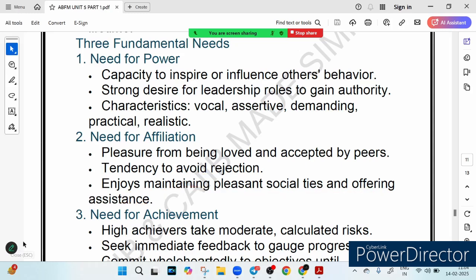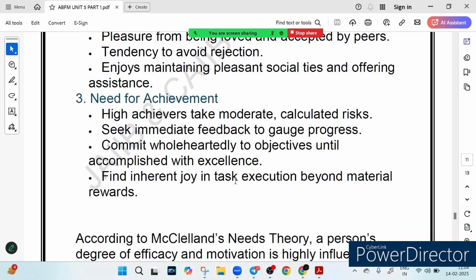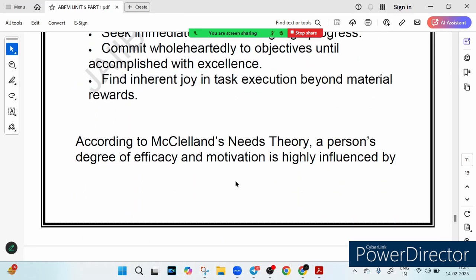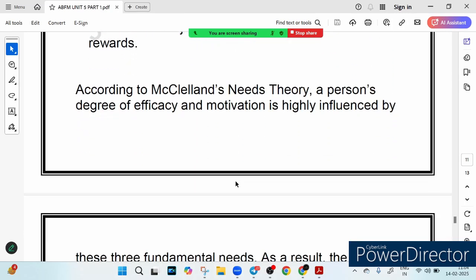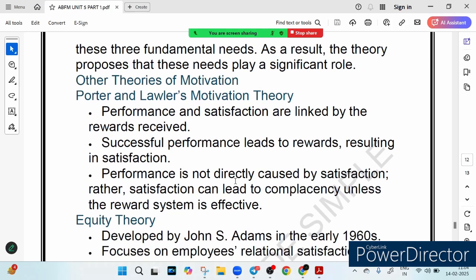Then we have something called need for achievement, which means high achievers take moderate, calculated risks. They seek immediate feedback to gauge progress, and they commit wholeheartedly to an objective until it is accomplished with excellence. So according to McClelland's need theory, a person's efficacy and motivation are highly influenced by these fundamental needs. As a result, the theory proposed that these needs play a significant role. Now let's discuss other theories of motivation.